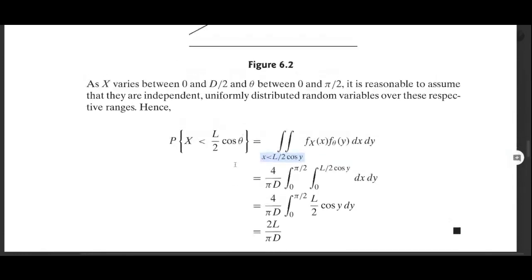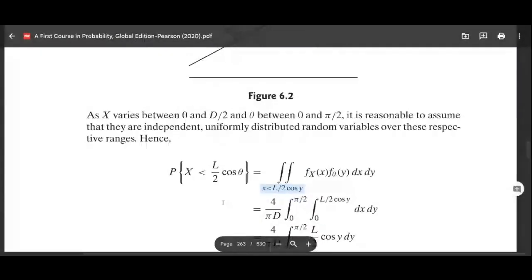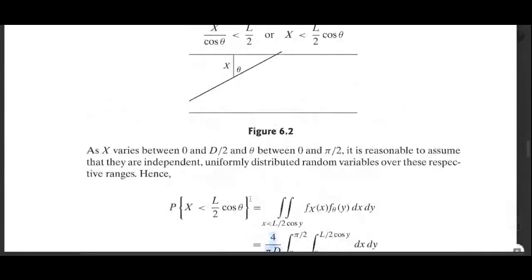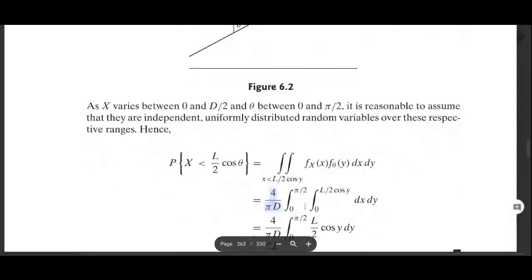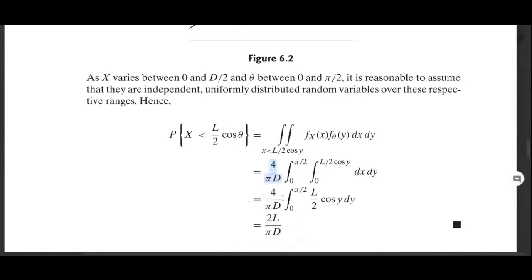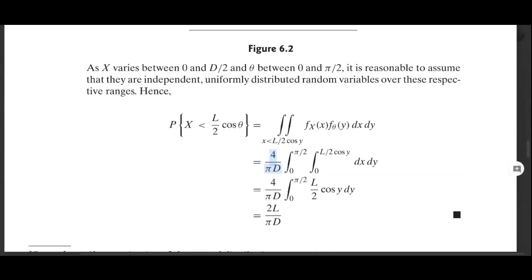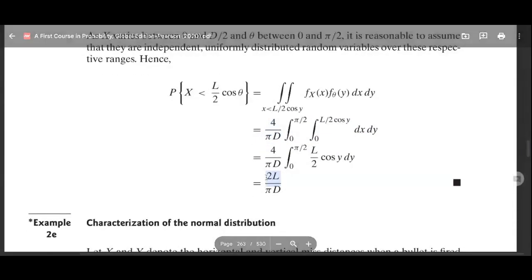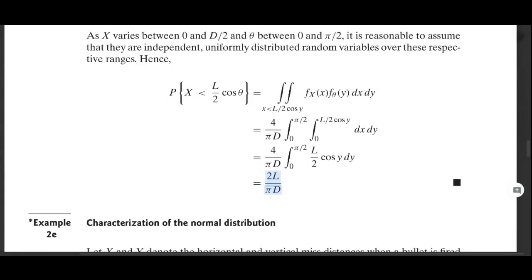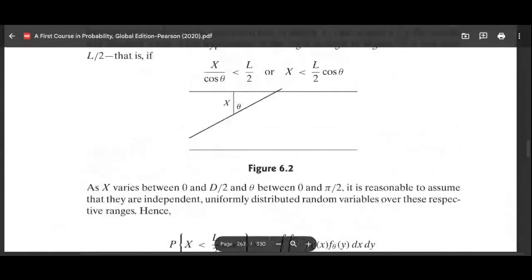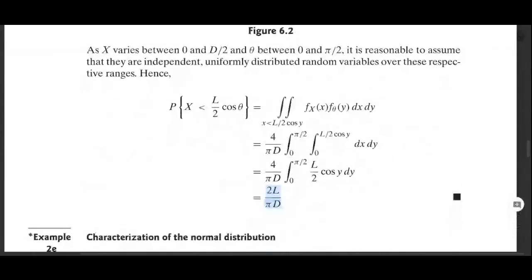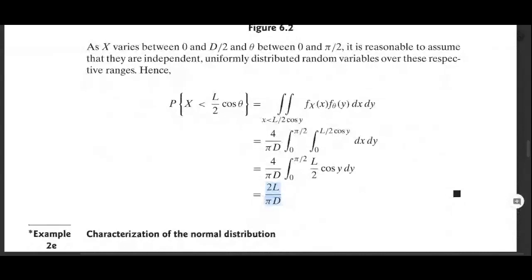So consider this in the rectangle. So 4 over pi d, where d is the distance between the two lines. And theta goes from 0 to pi over 2, and the x value goes from 0 to half of L cosine y. Then to calculate, in the end we got 2L over pi d. You do a little calculation about this. How did it get 4 over pi d?